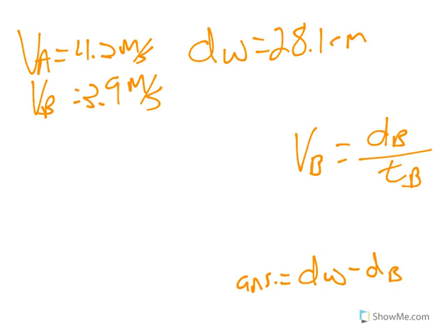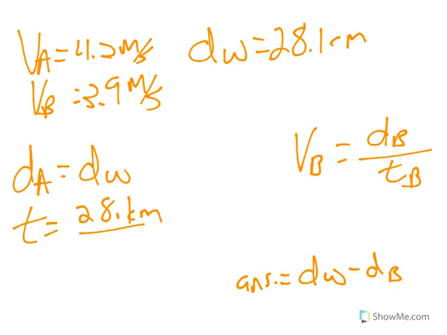How can we calculate the time? Well, the time for ant B to get to its end position is the same as the time it took ant A to get to its end position. So where does ant A end up? Well, ant A crosses the entire Wheaties box. So ant A's distance will be the distance of the Wheaties box, which means that time is equal to 28.1 centimeters over 4.2 centimeters per second, and that gives us a time of 6.7 seconds for ant A.